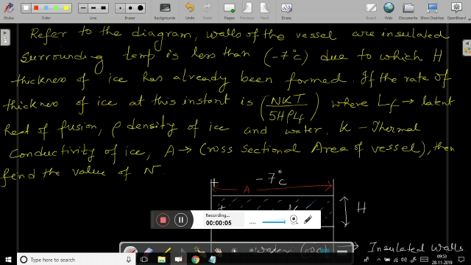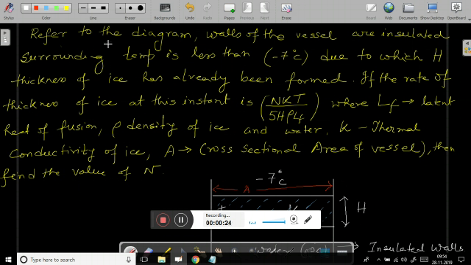Now today I am going to discuss a problem which is based on the transmission of heat. Recently we have seen in IIT, JEE Main as well as various other medical and engineering competitive examinations, transmission of heat is coming very frequently. So let's see today's problem.